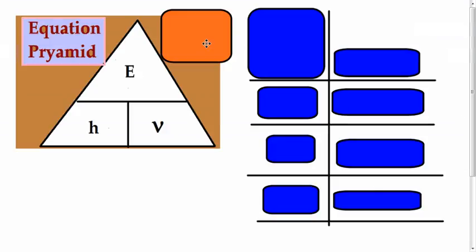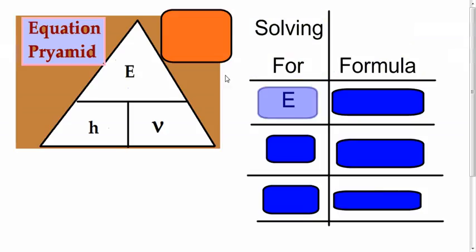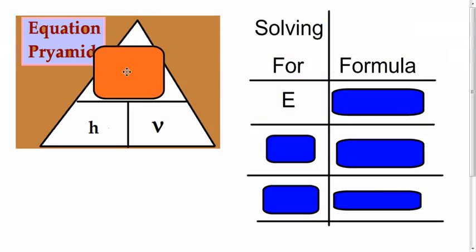Now here's another equation pyramid. Once again, what am I solving for? Let's say I'm solving for the energy. I cover up energy, and then I'm left with Planck's constant and the frequency, and they're next to each other, so they get multiplied. So energy is Planck's constant times frequency.